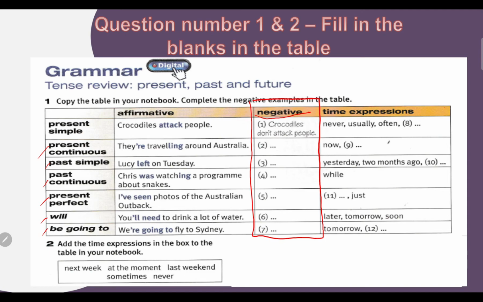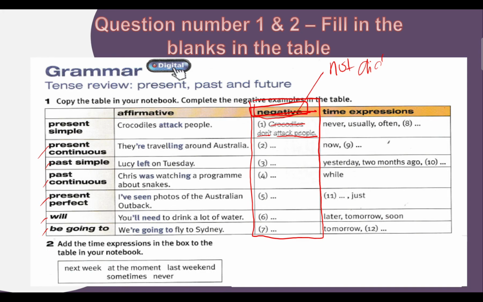There is already an example for present simple tense. Crocodiles do not or don't attack people. So you will have to complete the rest. So for present continuous, they are traveling around Australia. Just write down the complete sentence, and make sure it is in negative form. So when you use negative, you are going to add on the not, the did, and anything that we have learned in this lesson.